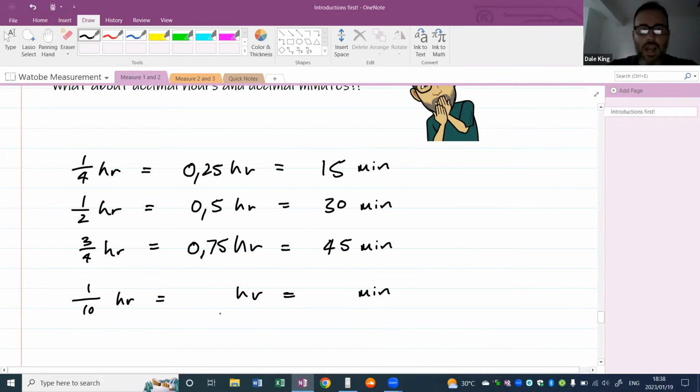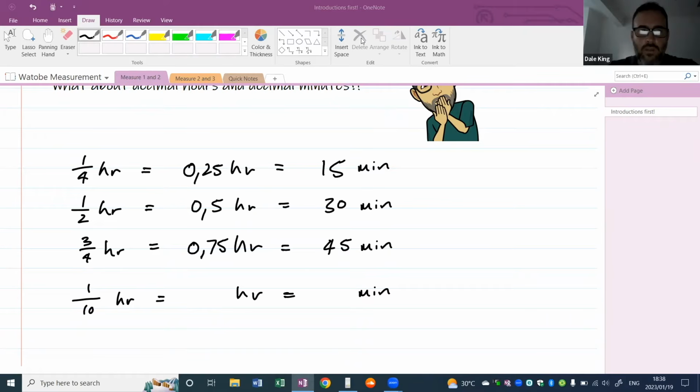Here we go. 1/10 of an hour expressed as a decimal. 1/10 of an hour expressed as a decimal, a tenth of an hour. 0.1, that's what I was looking for.